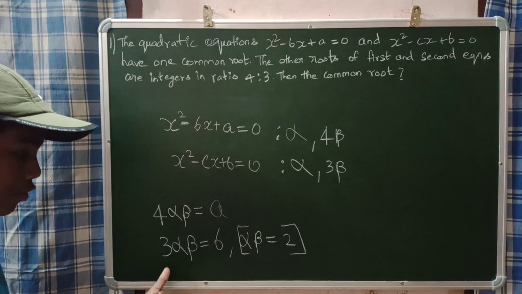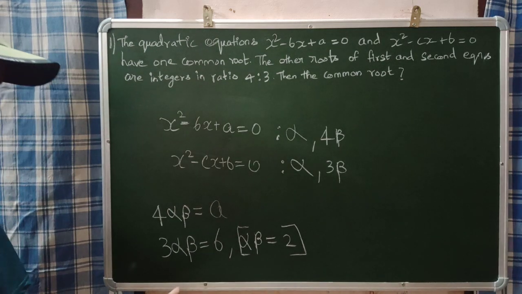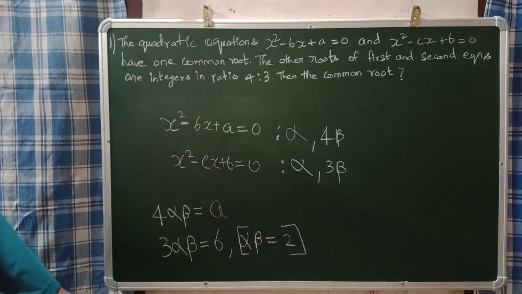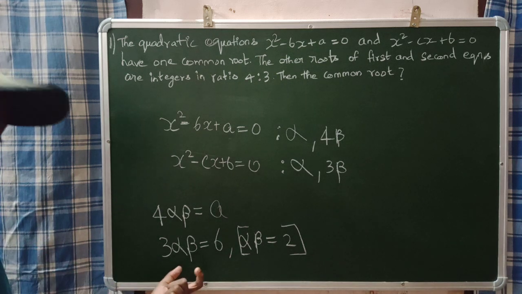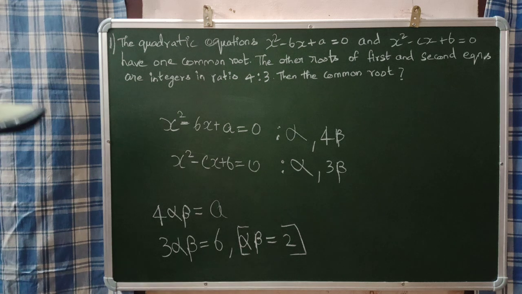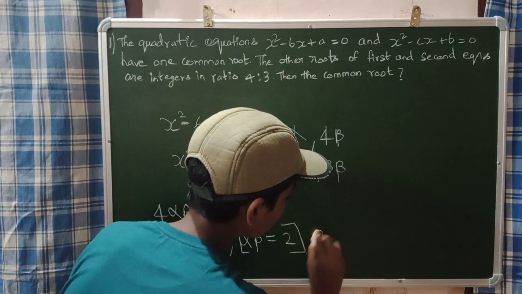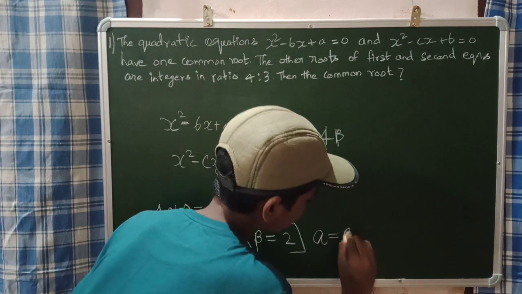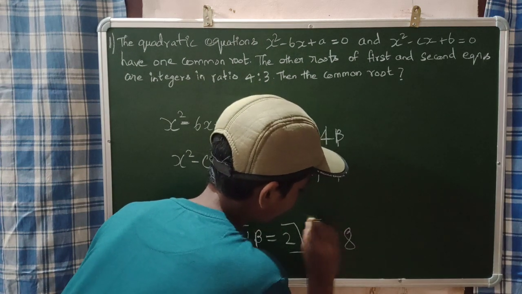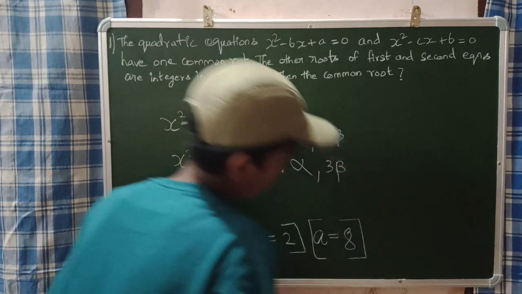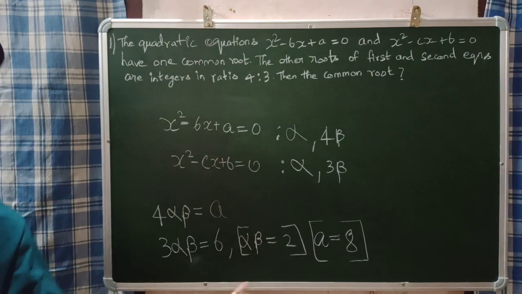If 3 alpha beta is equal to 6, then alpha beta will be 6 by 3, which will be 2. That's a basic relation. So alpha beta will be 2 just by using this relationship. Now if alpha beta is equal to 2, I would say that your A will be nothing but 8, right? Your A will be nothing but 8, if and only if your alpha beta is 2.